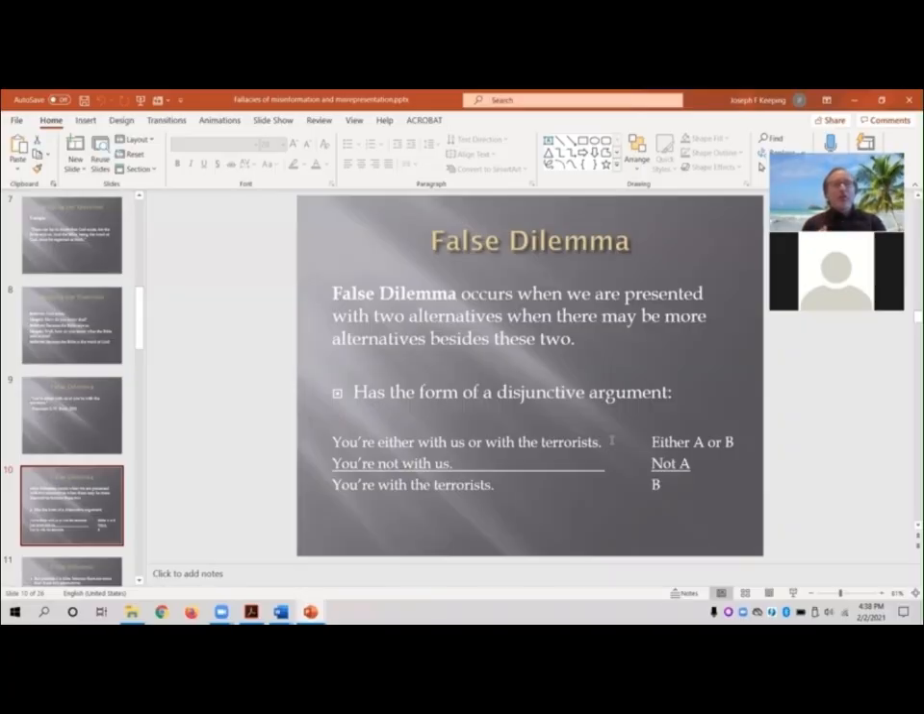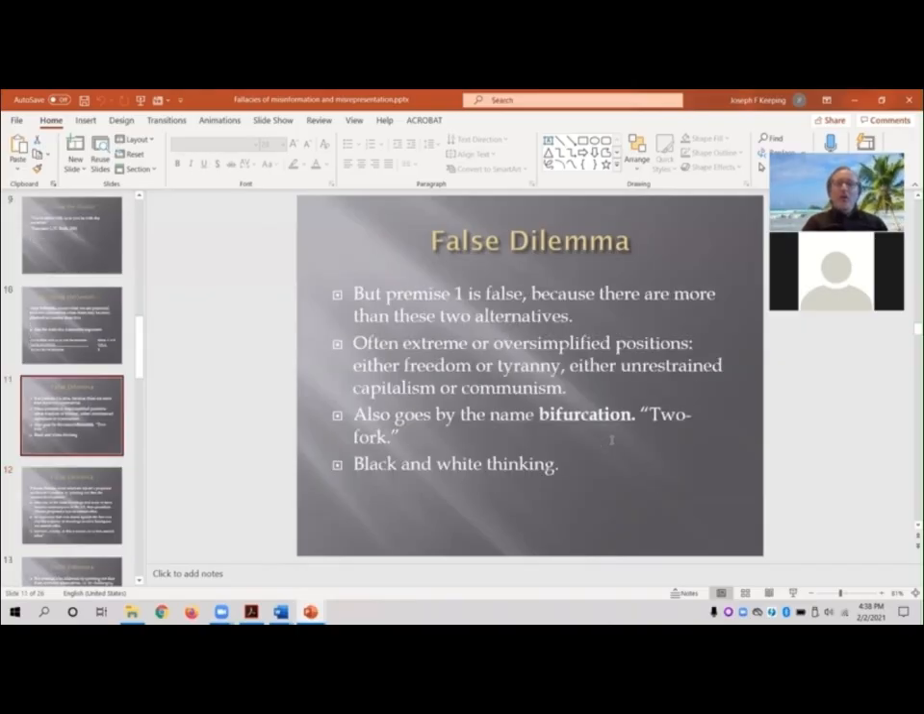So when somebody asks you to make a choice between two alternatives, a little bell should go off in your head, and you should say, hey, I wonder if this is a false dilemma fallacy. And then you ask yourself the question, are there more than these two alternatives that are stated? Sometimes there won't be. Sometimes there will be only two alternatives.